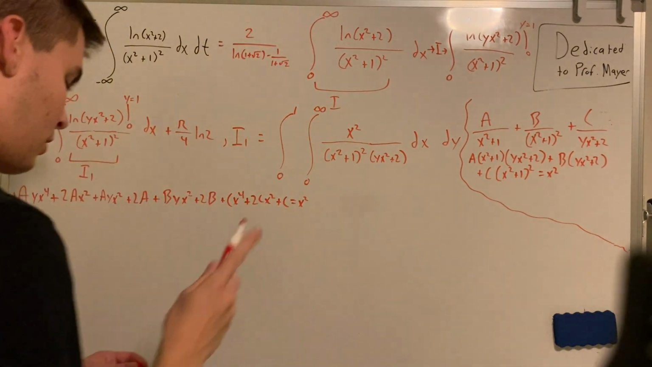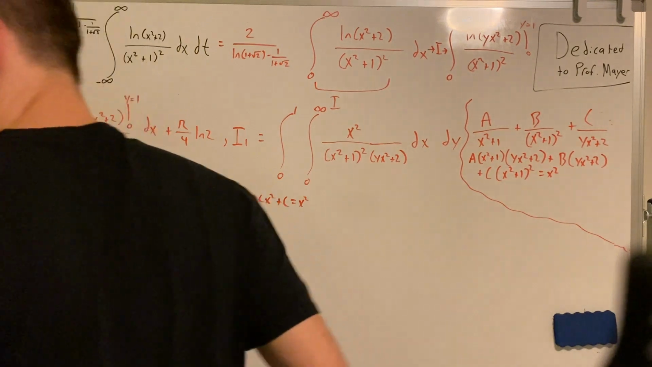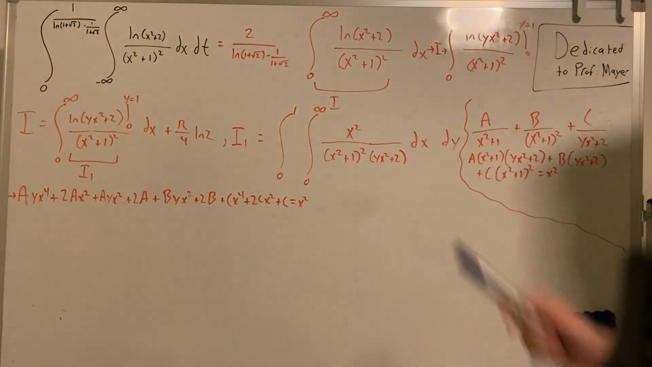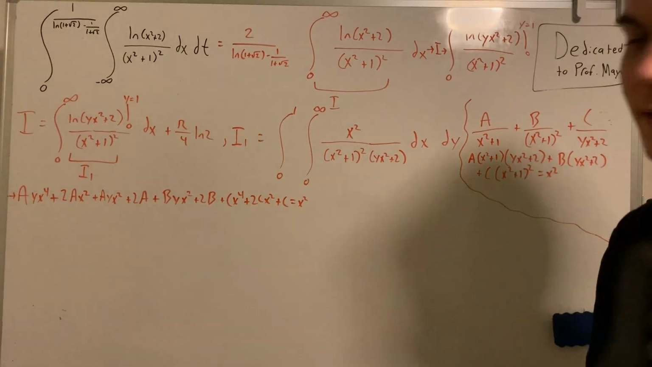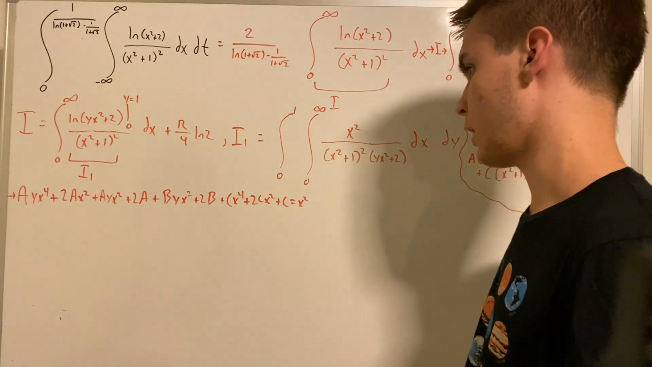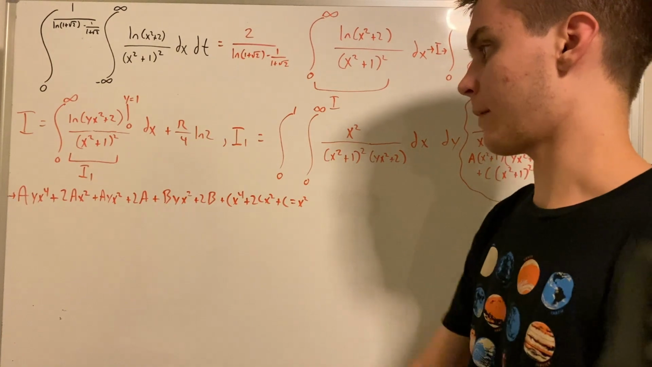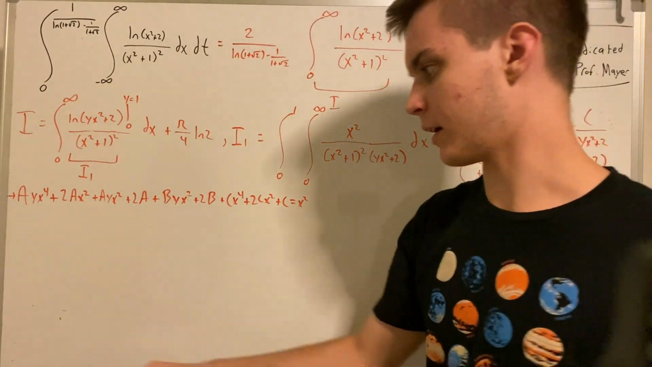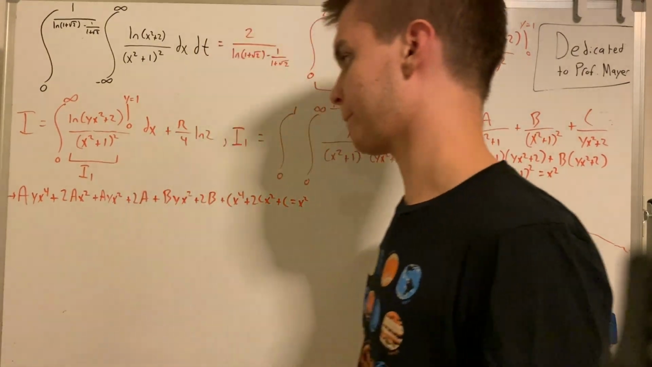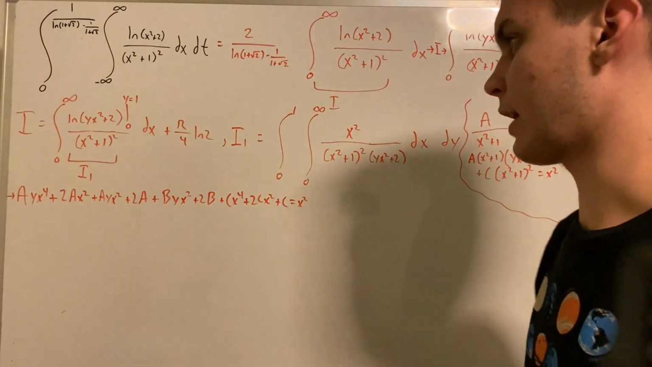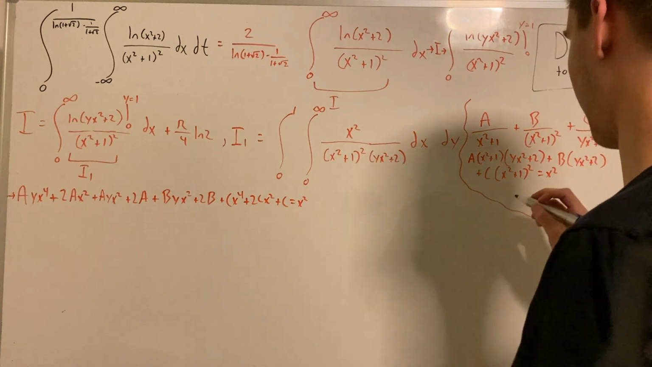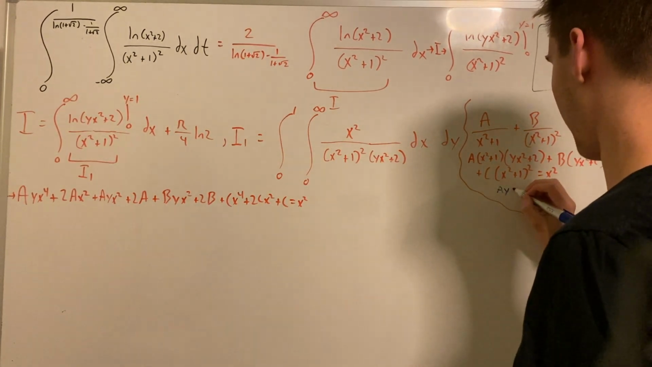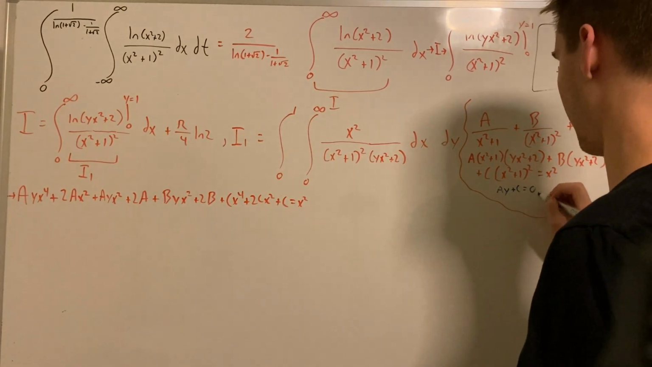And now we can start getting some equations by comparing coefficients. So now, in our numerator, do we have any x to the fourths? No, we don't. So that means we're going to have to take the coefficients of x to the fourth in this expansion and sum them and set them equal to 0. So we've only got two: we've got A y and C. So that means A y plus C must equal 0.